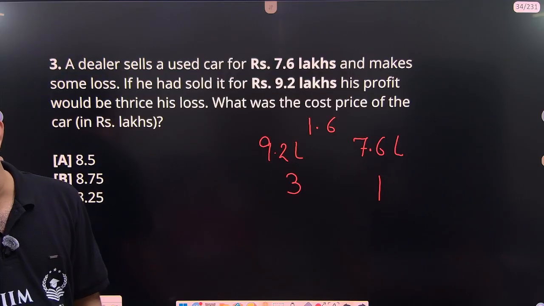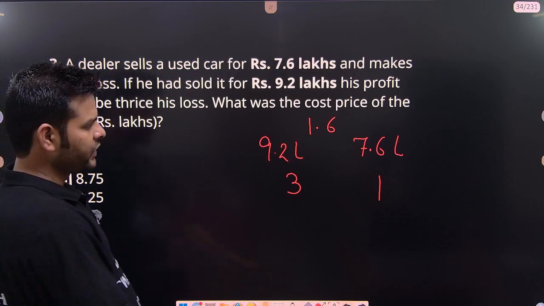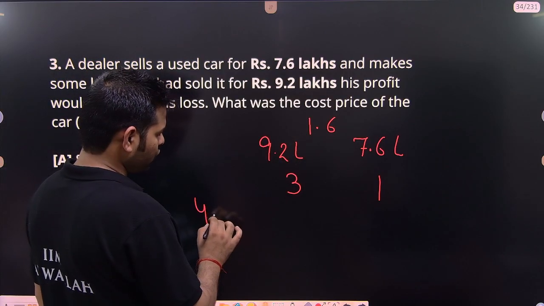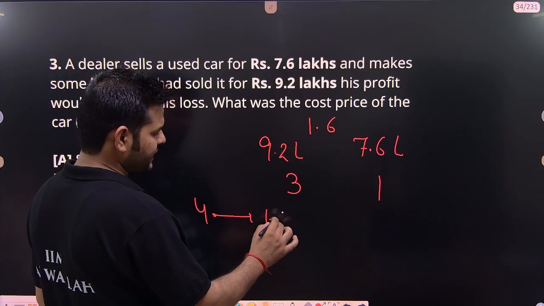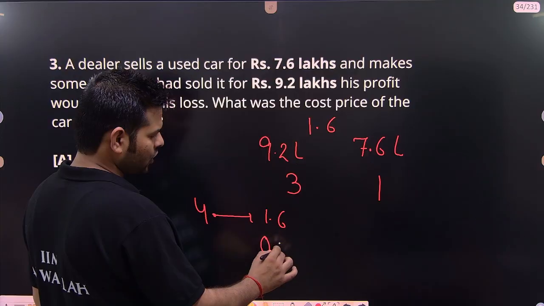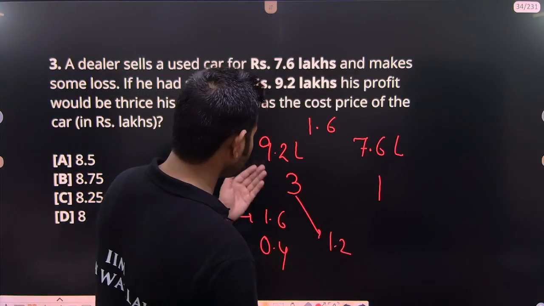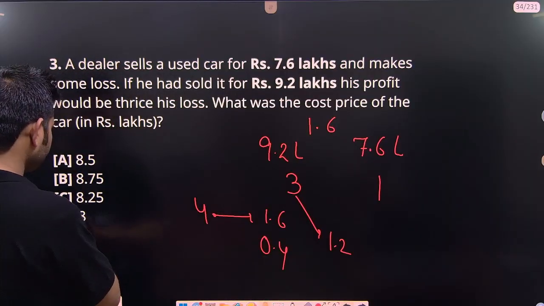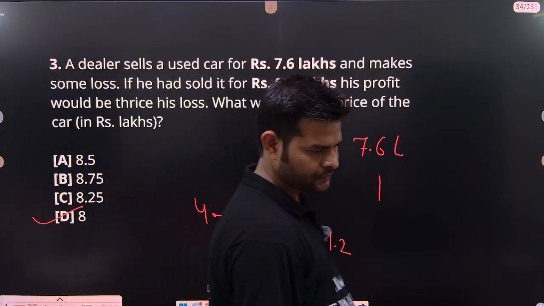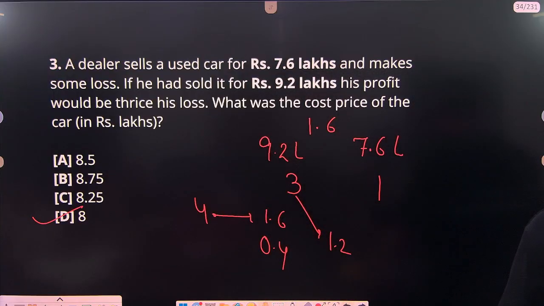So the difference between both is 1.6. This is basically the difference. So you need to divide: 4 units represent 1.6, 1 unit would be 0.4, 3 units would be 1.2. So if you subtract 1.2, you will get 8, the correct answer. The nice one. Got it?